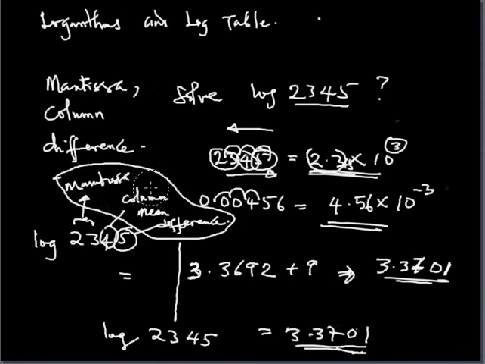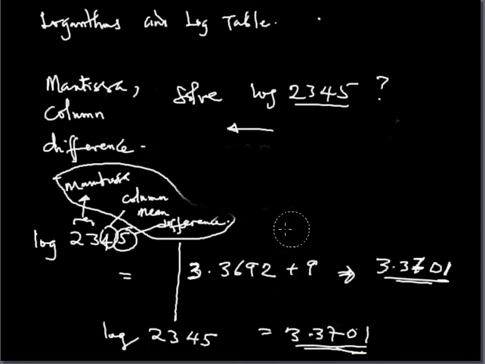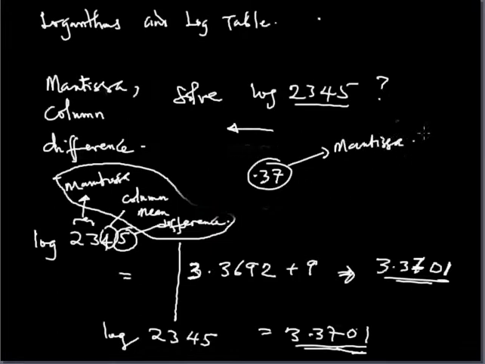Okay, now to find the antilog, now we've gotten the log of 2345. To find the antilog, we use the same concept to look at the antilog table of our logarithm. At the mantissa, we're going to look at 0.37. That's going to be our mantissa. Remember, the mantissa must always be positive.